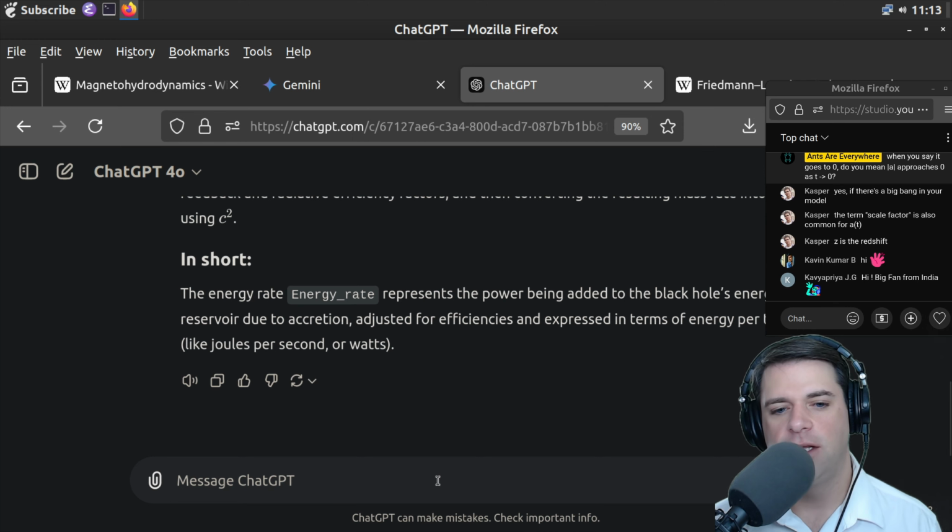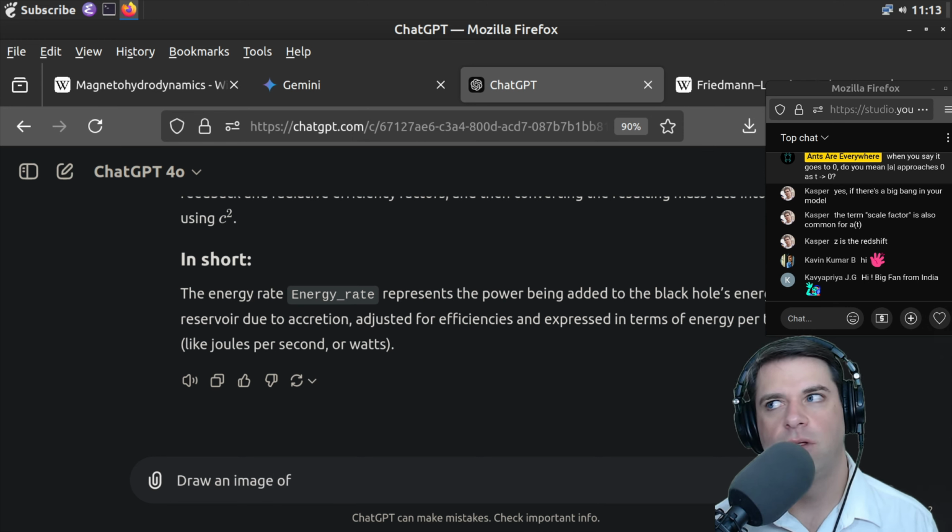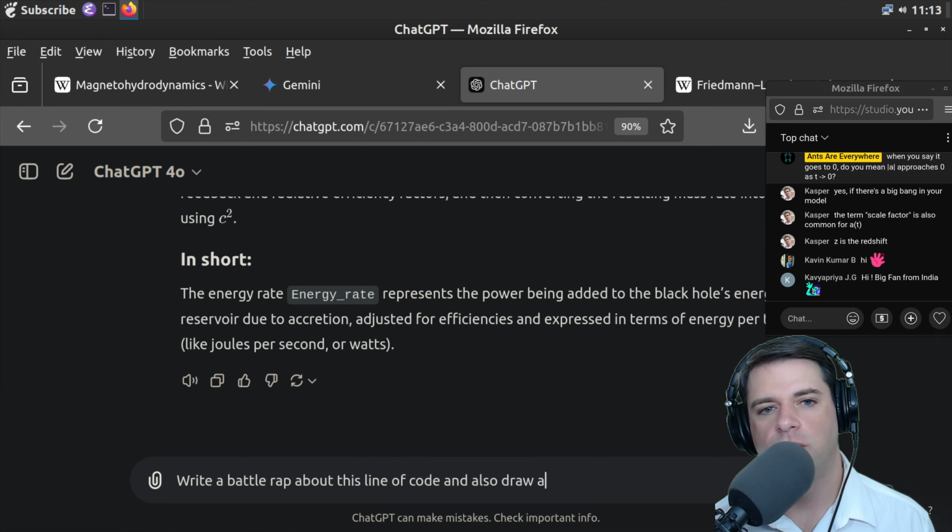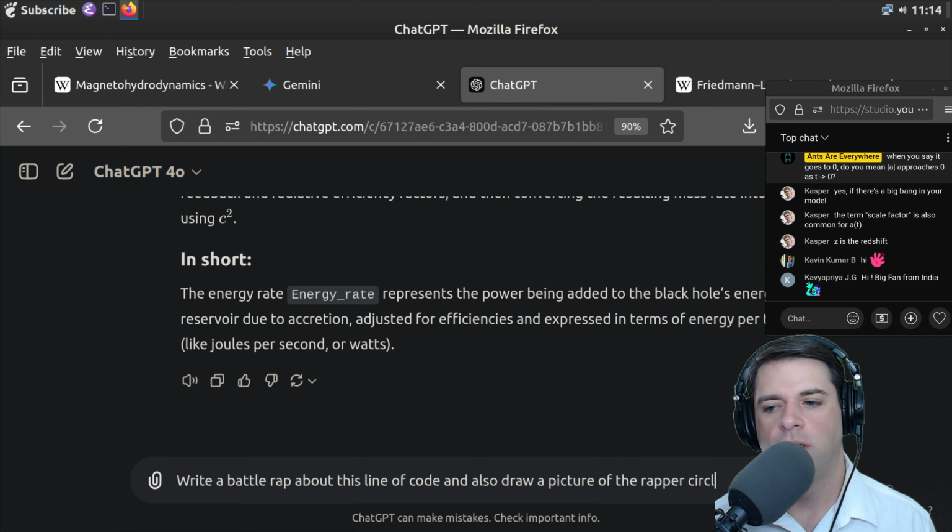I appreciate that. I'll say, write a battle rap about this line of code, and also draw a picture of the rapper circling, being sucked into a black hole.